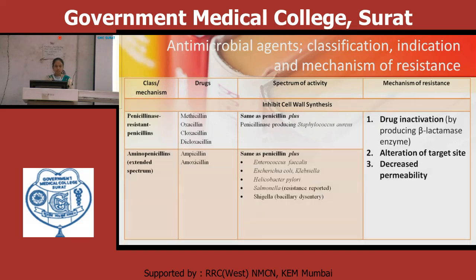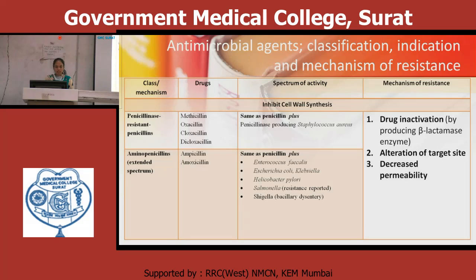Second class is penicillinase resistant penicillins. Drugs are methicillin, oxacillin, cloxacillin and dicloxacillin. Spectrum of activity, they inhibit cell wall synthesis same as penicillin plus penicillinase producing Staphylococcus aureus. Mechanism of resistance is drug inactivation by producing beta-lactamase enzyme, alteration of target site and decreased permeability.